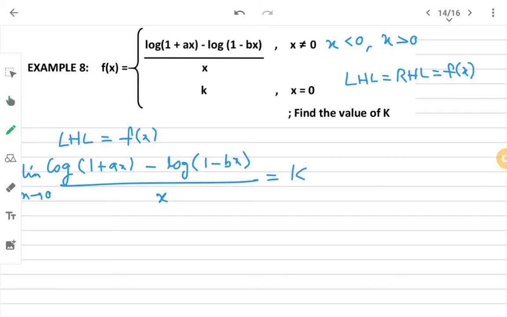Okay, fine. Now I am going to split the limit as well as the denominator for these two. What will happen?